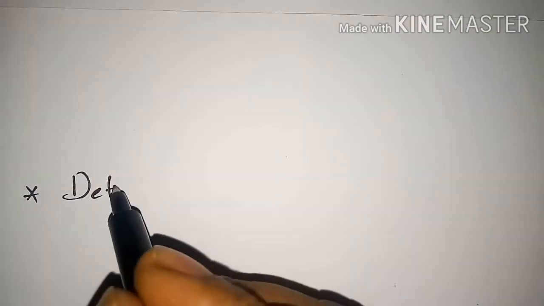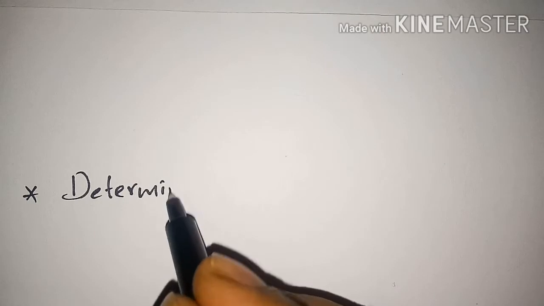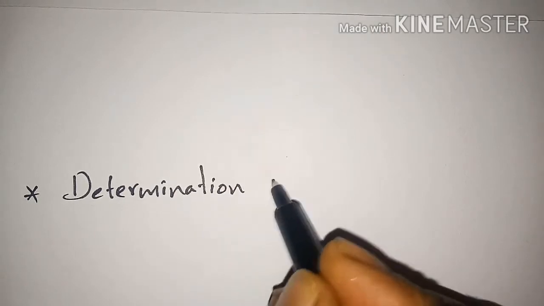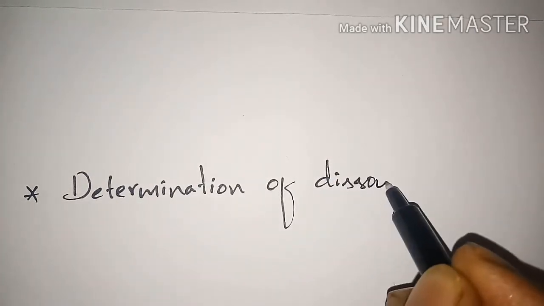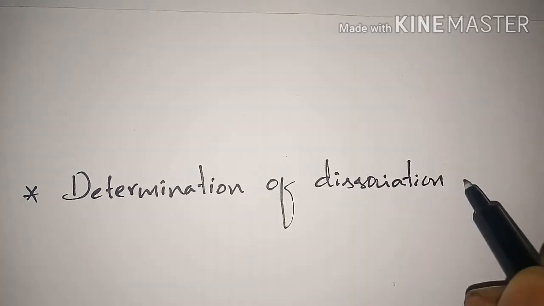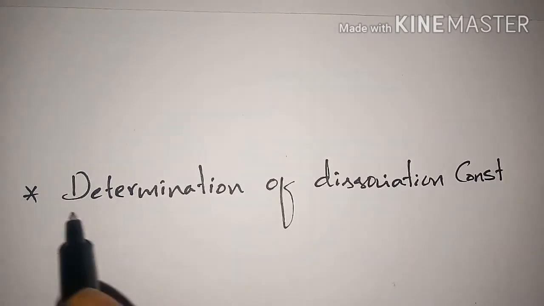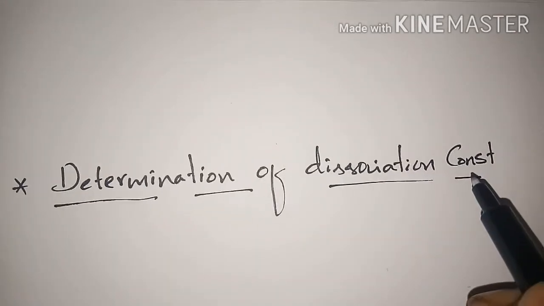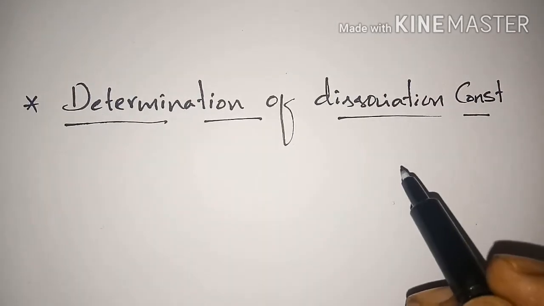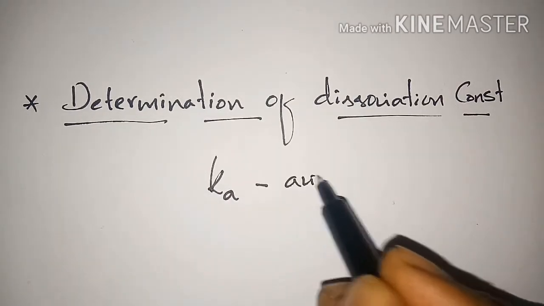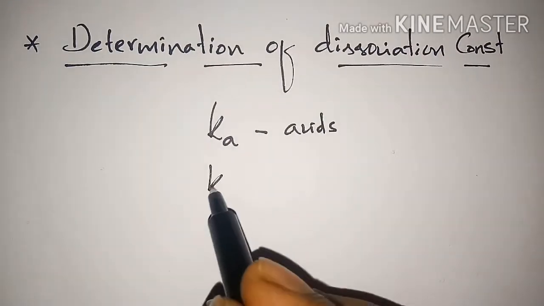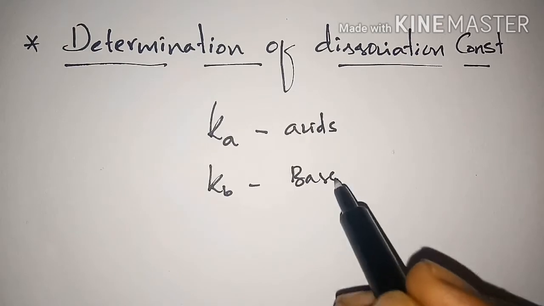So okay, now we will see the determination of dissociation constant. The dissociation constant is designated by the symbol Ka for acids, and Kb is the dissociation constant for a base.